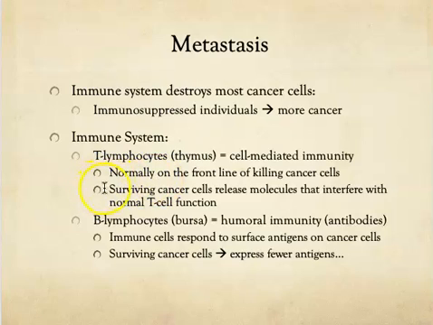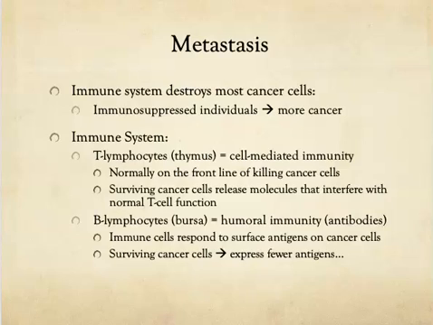Surviving cancer cells, the cancer cells that are able to get away from these T lymphocytes and survive, can also release molecules that simply interfere with T lymphocytes and prevent them from doing their normal job.